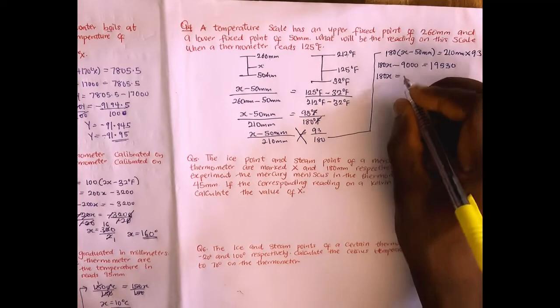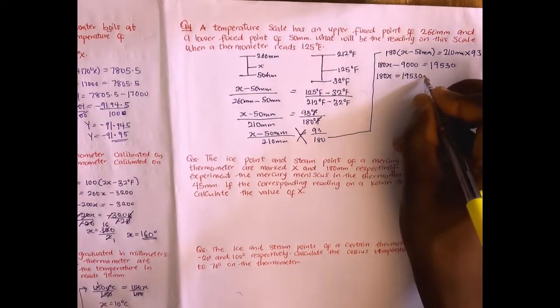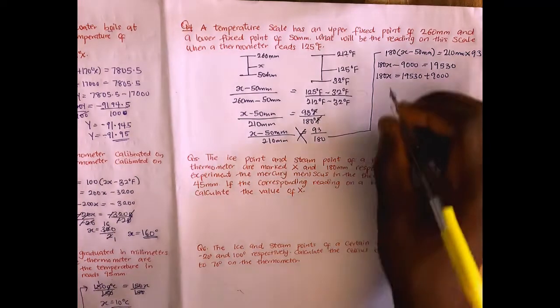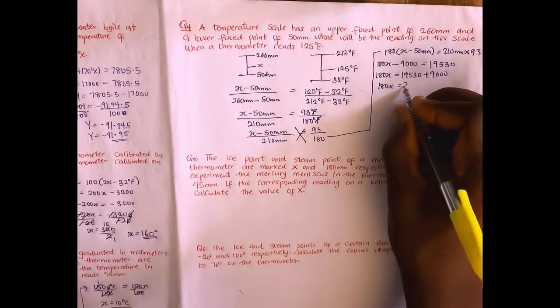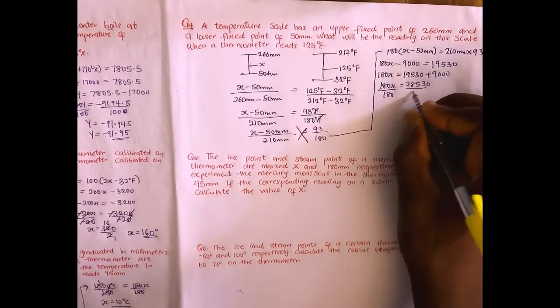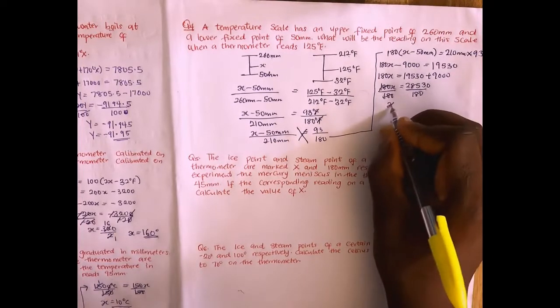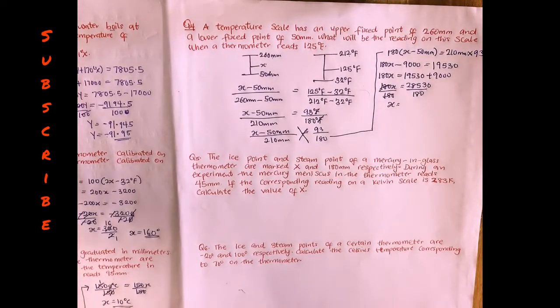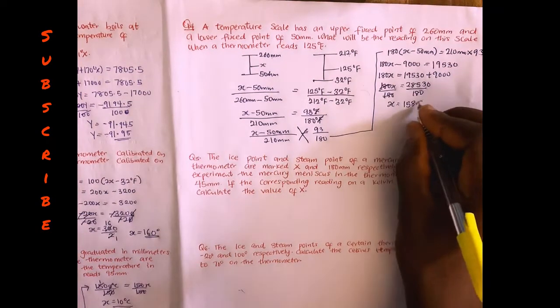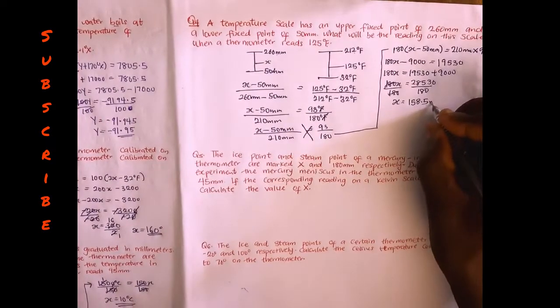So collecting the like terms, we're having 180x equals 19,530 in this case plus 9,000. That means we had it plus 9,000. So we're having 180x equals 28,530. Go ahead and divide both sides by 180. Dividing both sides by 180, this cancels this. Then the value of our x is 28,530 divided by 180. That's 158.5. So 158.5 mm should be the answer.